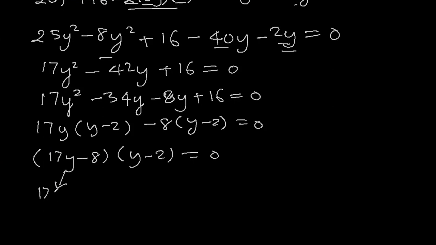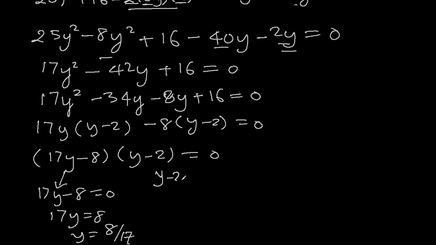So this gives us 17y minus 8 equal to 0, 17y equal to 8, and y equal to 8 over 17, which is less than 1. Interesting. y minus 2 equal to 0, which is y equal to 2, which is more than 1. Wow. These are the two possible values of y.